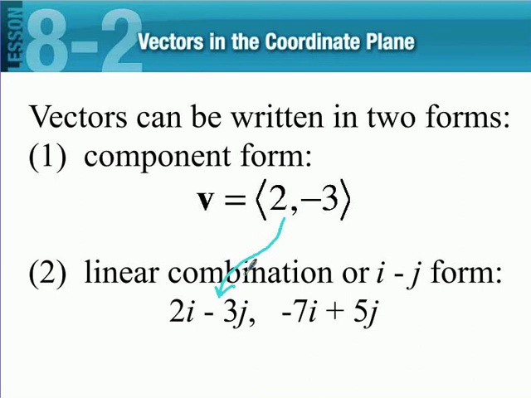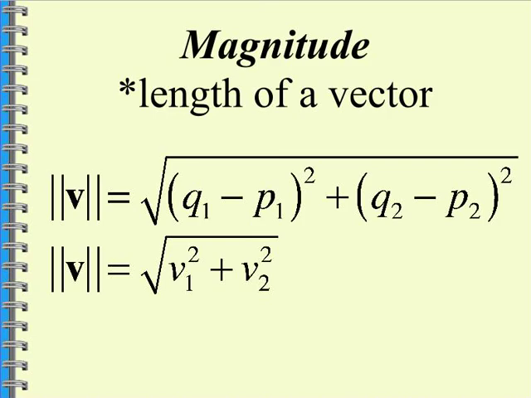Okay? Now, if I had this -7i plus 5j, what would that look like in component form? -7, comma 5. Okay? So component form is generally the easier of the two, just because you don't have the i and the j. But we're going to be looking at numerous things today. So first of all, we're going to talk about the magnitude. The magnitude is nothing more than the length of a vector. Okay, now I'm going to let you go ahead and get that down, and then we'll talk a little bit about it.